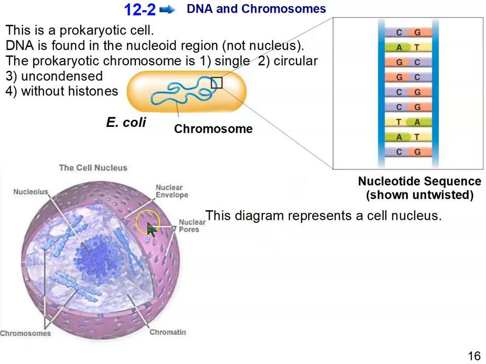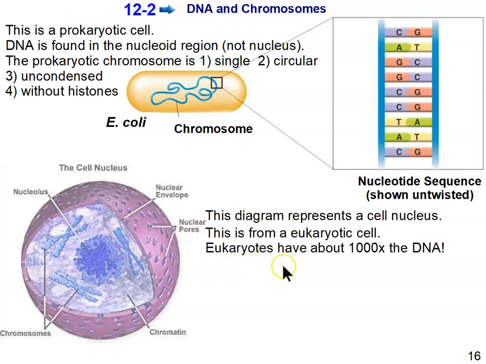So this is the nucleus of a eukaryotic cell, not the whole eukaryotic cell. This is only the nucleus of a eukaryotic cell. That's what this diagram represents. And eukaryotes have about 1,000 times the DNA that prokaryotes have. Prokaryotic cells are much smaller, just on average about 10 times smaller than a eukaryotic cell. But they have 1,000 times less DNA than a eukaryotic cell. Eukaryotes are more complex. Eukaryotic cells are more complex. And so that's the reason there's more DNA.